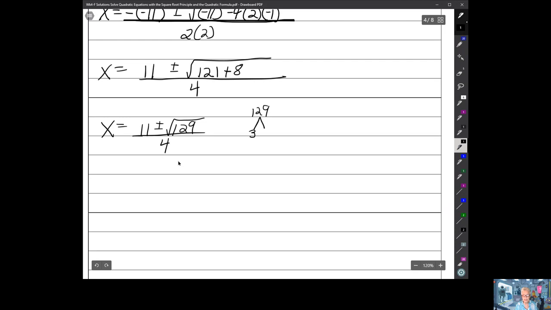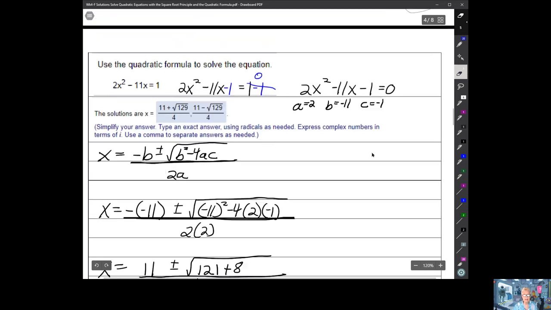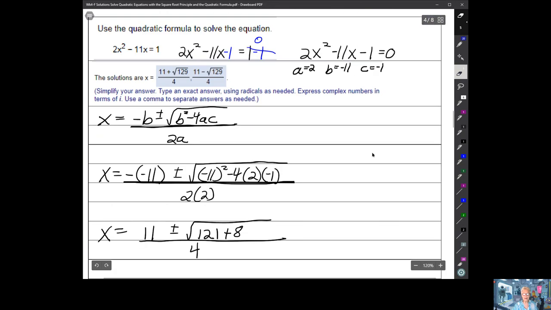129 equals 3 times 43. Nope, there is not a perfect square hiding in there. So, I don't need to simplify 129. In fact, I bet that's my answer. Let's see. Yes, how about that?